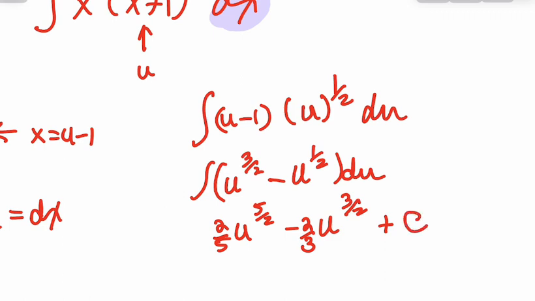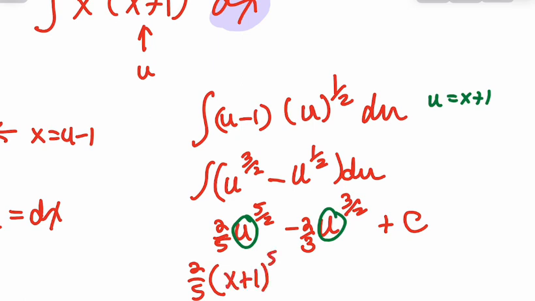We are not done until we stick the u back in. Now remember, earlier we said that u was x plus 1. So that goes right here. So our final answer is 2/5 (x plus 1) to the 5/2 minus 2/3 (x plus 1) to the 3/2 plus c.